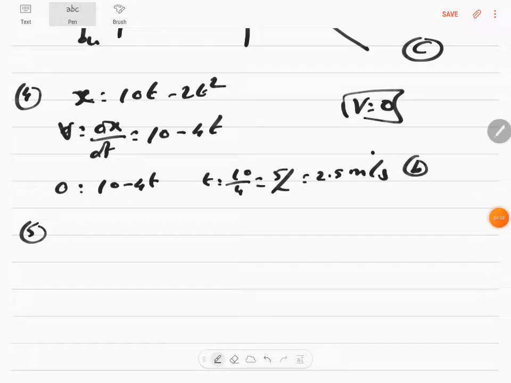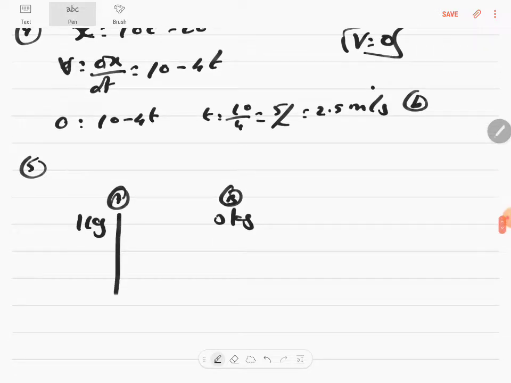The next sum is two bodies A and B. Let's consider a body A and another body B, of mass 1 kg and 3 kg respectively. A has been dropped from a height of 16 meters, and B has been dropped from a height of 25 meters. When they drop, the initial velocity is definitely 0, u is equal to 0.